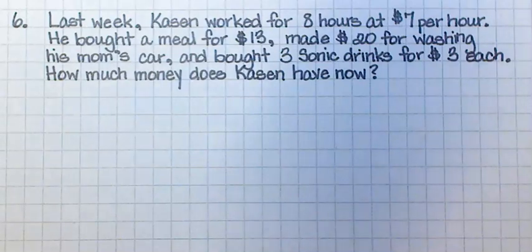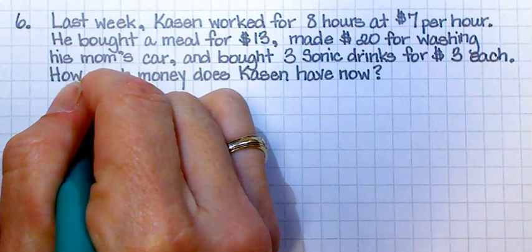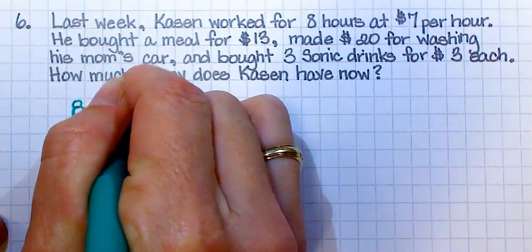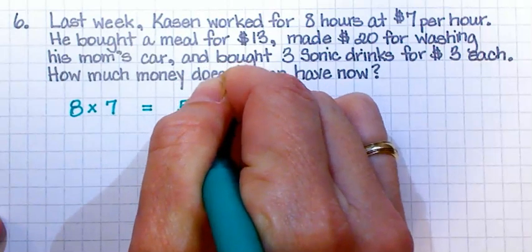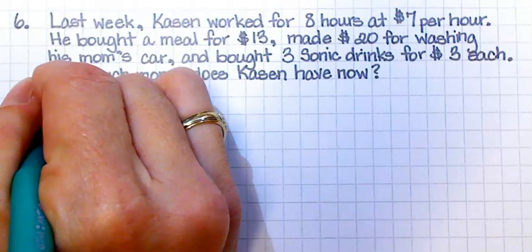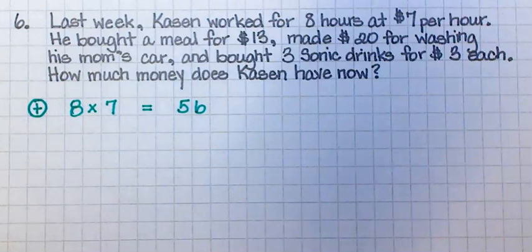Okay, number 6. It's a big fat word problem. That's okay. Guys, get used to word problems because life is a word problem. Life is not multiple choice. So here we go. Last week, Kaysen worked for 8 hours at $7 an hour. Well, if you do a little figuring, 8 hours of work times $7 an hour, he earned $56, okay? When you earn money, that's a plus. You're getting money in your pocket, okay? So at the end of the first sentence, he's got $56.